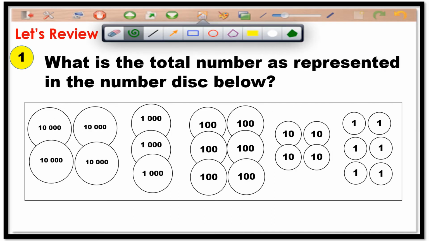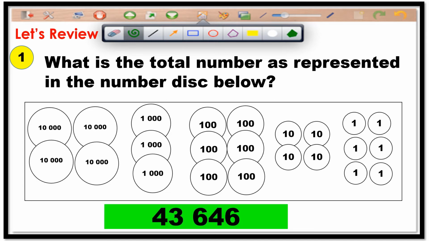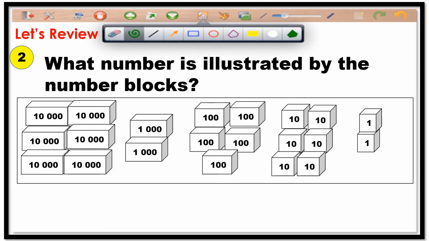Now, review. So, number 1 question, what is the total number as represented in the number disc below? So, let us count kung ilang 10,000s, ilang 1,000s, ilang 100, ilang tens, at ilang ones. Okay? So, the answer is 43,646. Ang galing-galing.